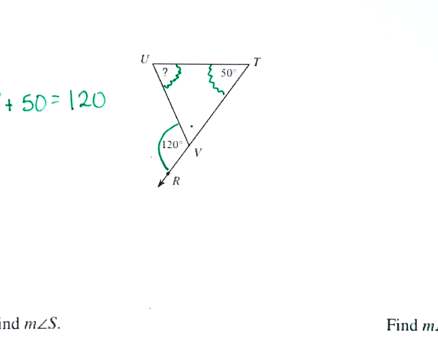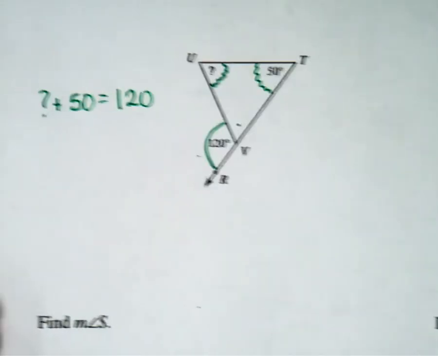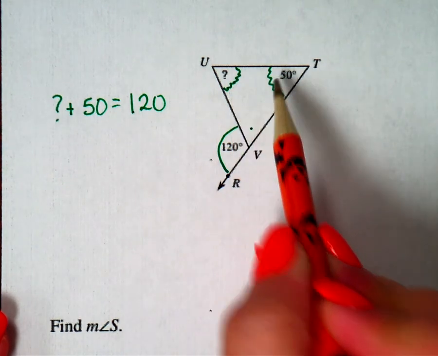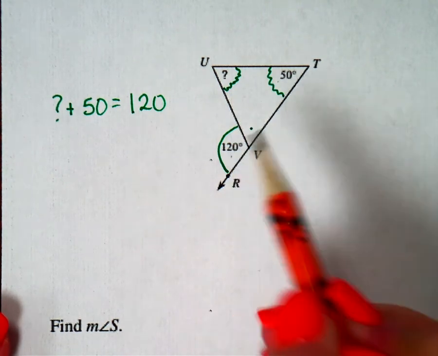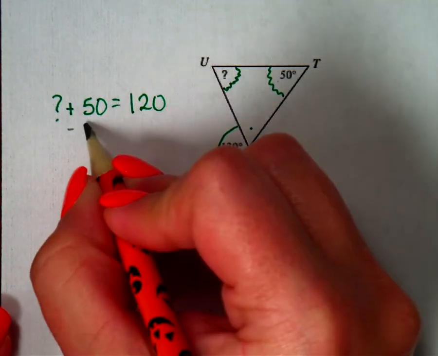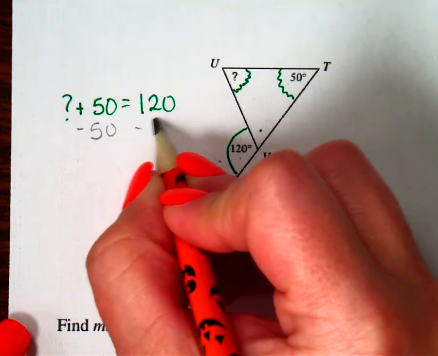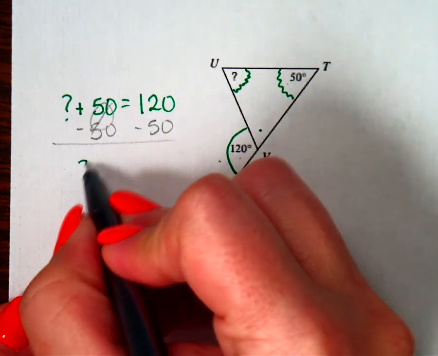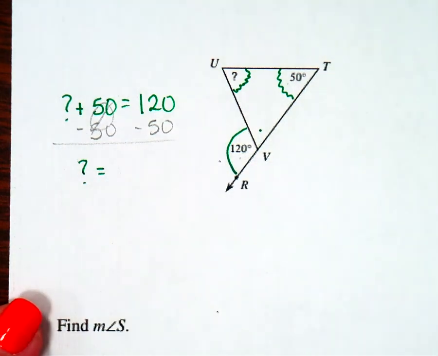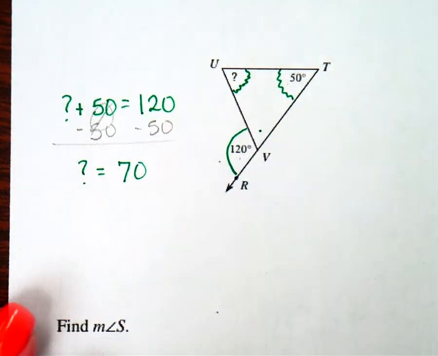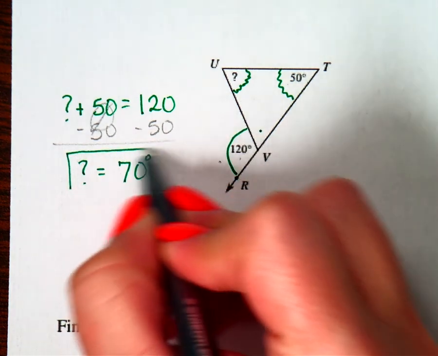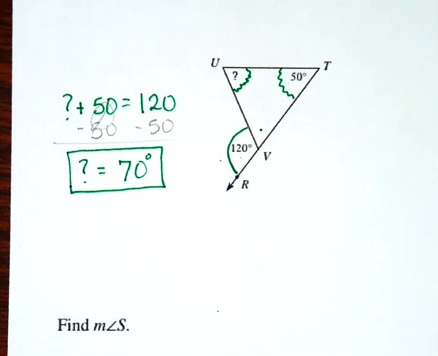So this one, I can't just add together, right? Oops, y'all can't see that. I can't just add together. My question mark plus my 50 together equal this exterior angle 120. So I'm going to have to use my subtraction property of equality to find the value for the question mark. My question mark is going to be 120 minus 50 is 70. And it's an angle, so degrees. Okay. Let's do one more like this.